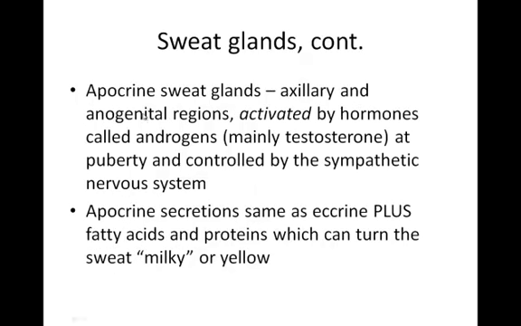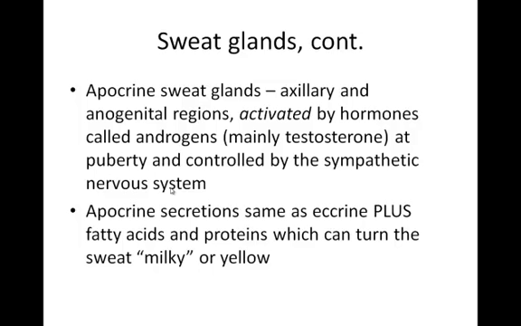Now the other sweat glands are called apocrine sweat glands, and they're only found in the axillary and anogenital regions. These sweat glands are activated by hormones. They're activated at puberty. The main hormone that activates them is called testosterone. Females and males produce this hormone at puberty, and the place where you produce this hormone is your adrenal glands. That's why females have these as well, because males and females both have adrenal glands. And although they're activated by testosterone, these apocrine sweat glands are controlled by the sympathetic nervous system.